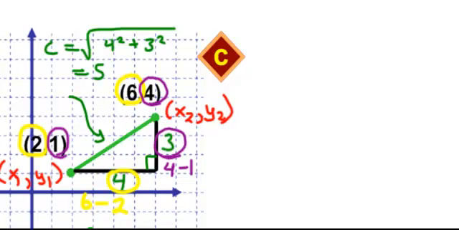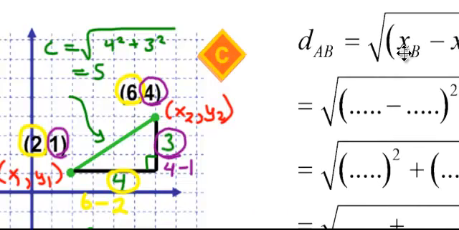So from that, we can derive a formula. And the formula looks like this. Subtract the x-coordinates, and square the answer. That's like doing 6 take away 2, getting 4, and then putting 4 in the Pythagorean theorem. So you'll need to square it.